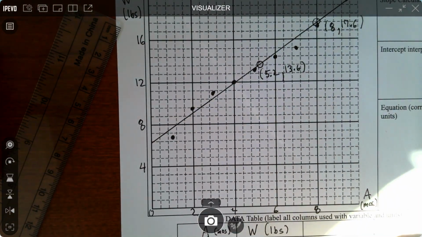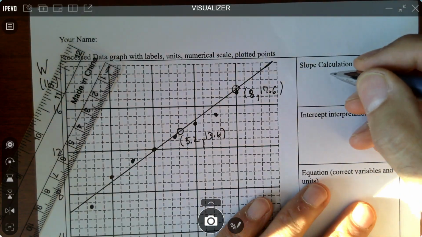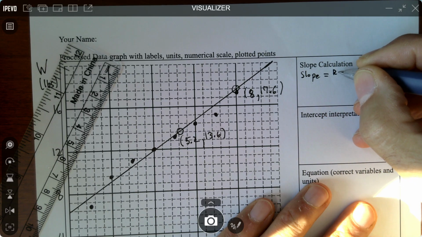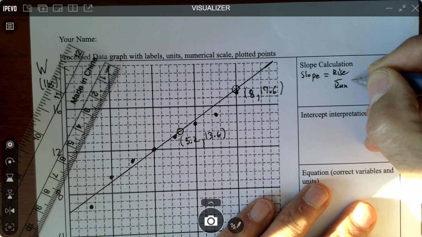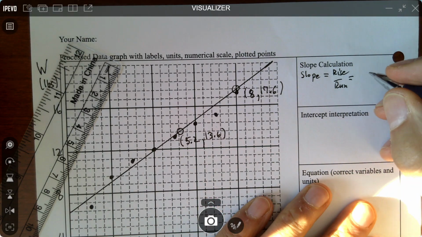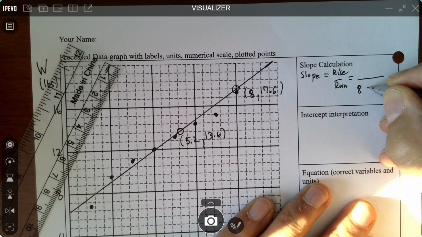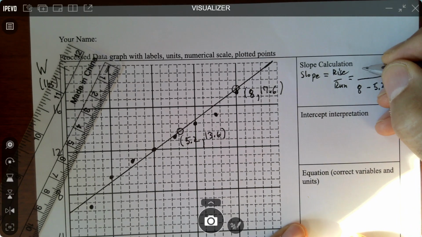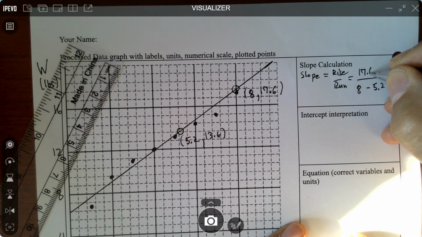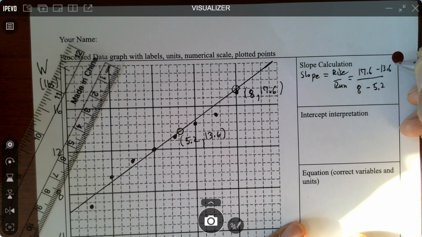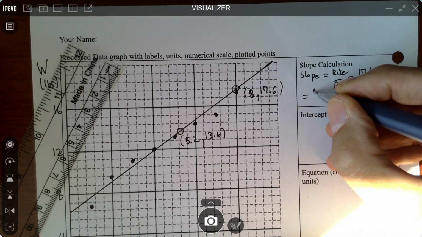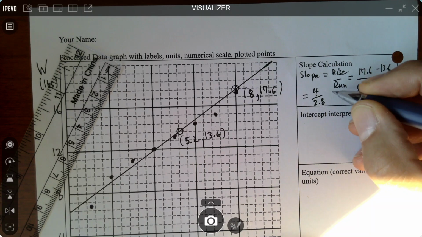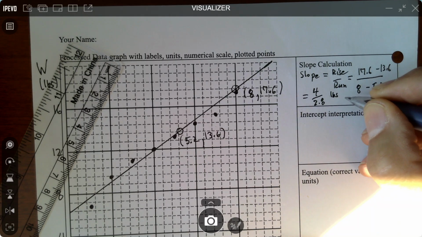I'm going to go over here and calculate my slope. So slope is always rise over run. And that is going to be the difference in the horizontal, so 8 minus 5.2, those are months, and 17.6 minus 13.6. So that will equal 4 over 2.8. And that would be in units of pounds over months.